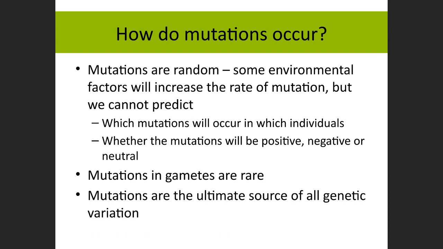In gametes, they're rare, right? If we think of how many cells you have, a mutation in an egg or a sperm that makes some sort of difference to it is very, very rare. But they're common enough over billions of years that they have led to all of the diversity that we see on Earth today. So mutation is the mother of all genetic variation. And so when it happens, it's a very, very powerful force.